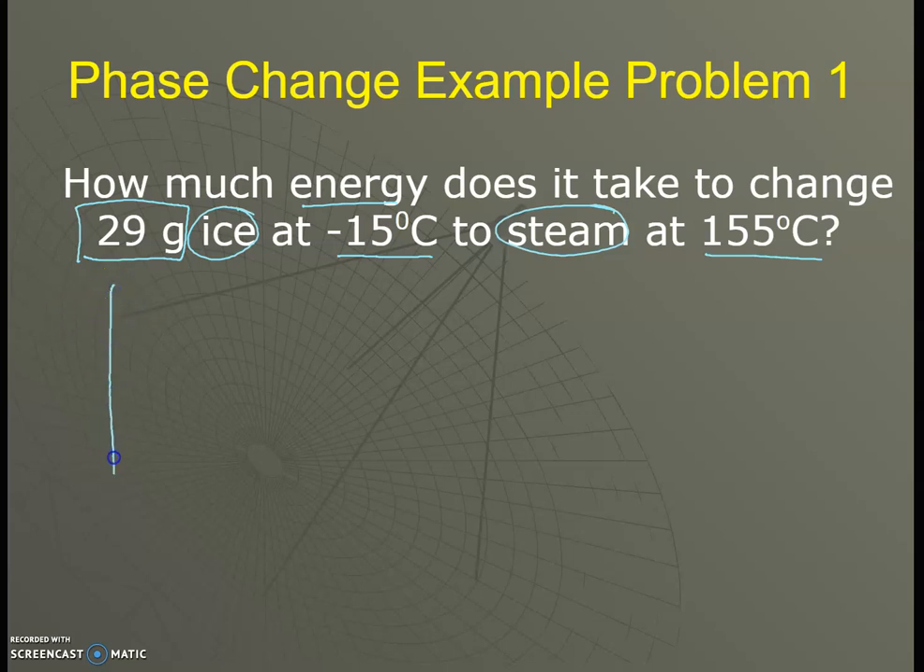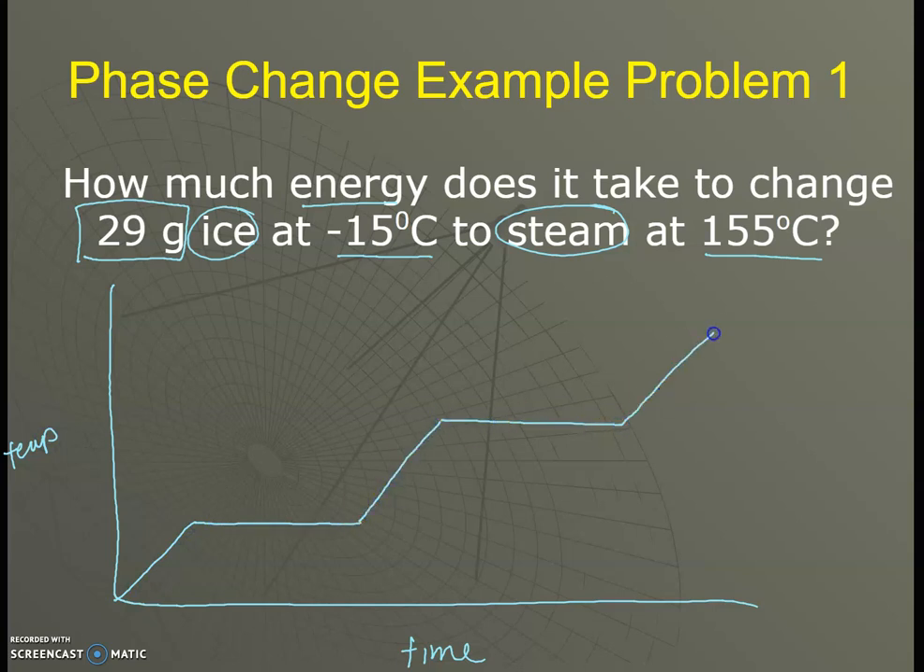So if we remember the phase change diagram, this is your time and this is your temperature. We have this 5-part curve. This is where it's going to be ice. This is the flat part where it melts. This is where it's going to be water. This is where it is going to boil. And this is where it is going to be steam. And then for reference, we know that water is going to melt at 0 degrees Celsius and boil at 100 degrees Celsius.